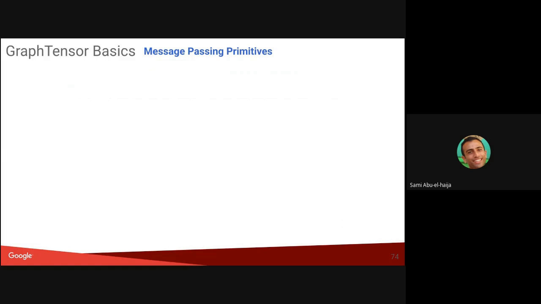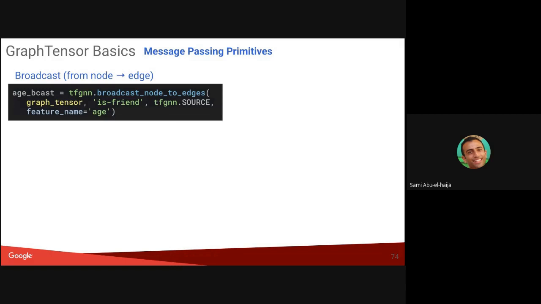So now how can you run message passing operators so you can basically send data across the graph? TF-GNN supports this via two main operators. These are complementary operators, broadcast and pooling. Here's an example of a broadcast operation using the TF-GNN broadcast node to edges call, which sends the node feature from the source nodes to the adjacent edges of the edge set isFriend.